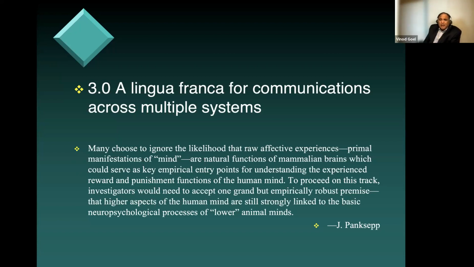And here I want to draw heavily upon the work of Panksepp and several other neuroscientists who I'll mention briefly. Here's a quote: "Many choose to ignore the likelihood that raw affective experiences, primal manifestations of mind, are natural functions of mammalian brains, which could serve as key empirical entry points for understanding the experienced reward and punishment functions of the human mind. To proceed on this track, investigators would need to accept one grand but empirically robust premise, that higher aspects of the human mind are still strongly linked to basic neurophysiological processes of lower animal minds."